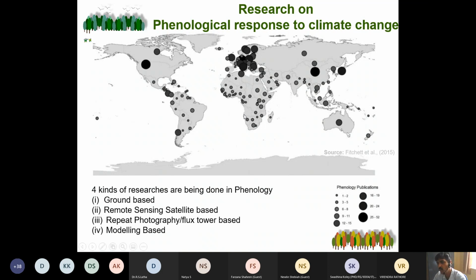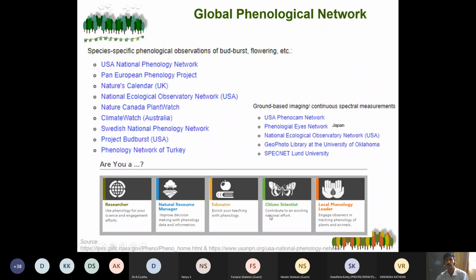the ecologist. There are four types of phenological study normally done. One is ground based or satellite based. Today people are also talking about flux tower based. Or you can simulate from a model based on temperature, humidity, chilling period, photoperiod, precipitation. These are the works of Fitchett et al., who have done this study. You can go and look into that paper, what exactly they have done. If anybody is working on phenology, this Fitchett et al. paper will help you see what different types of work people are doing. They have done a literature review.